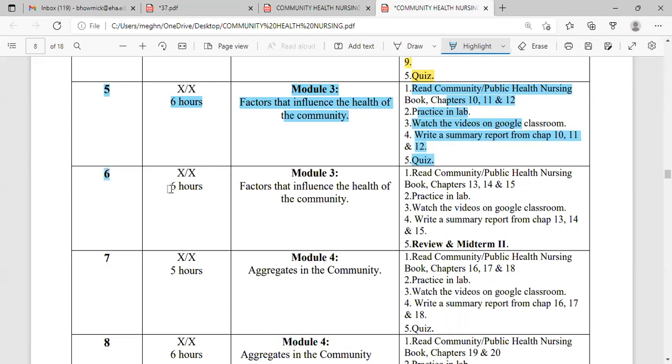Week 6, 6 hours, module 3. The factors that influence the health in communities. Chapters 13, 14, 15. Practice in lab, watch the video in Google Classroom, write the summary report on chapters 13, 14, and 15, review the module, and midterm 2.